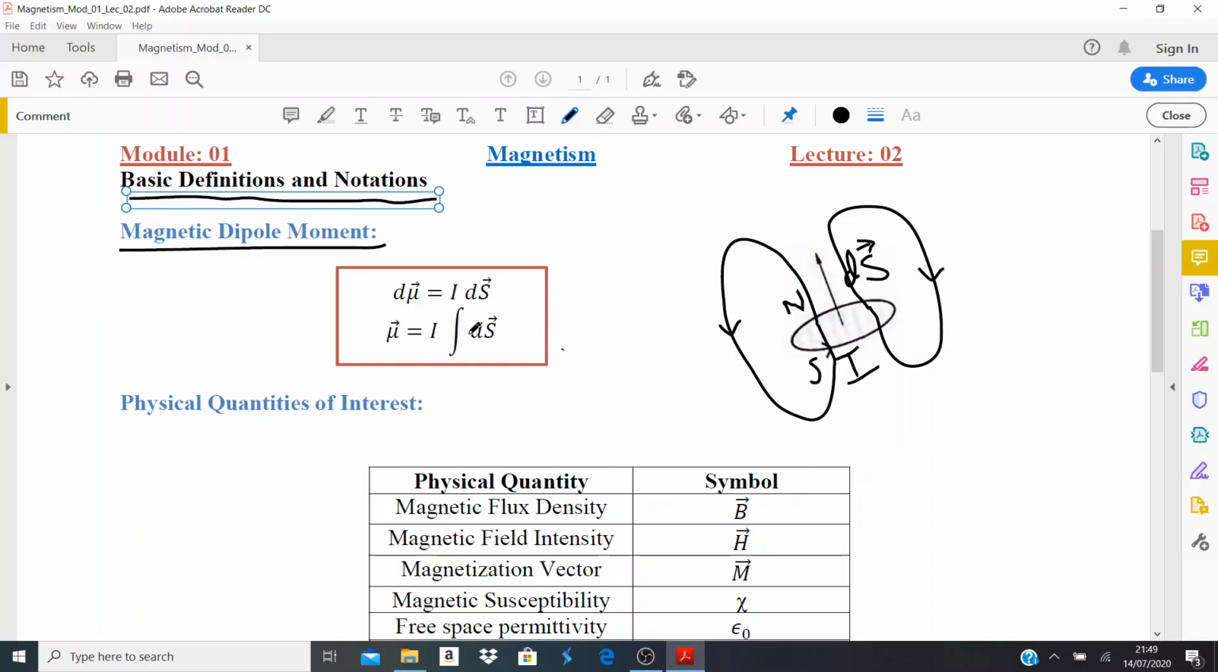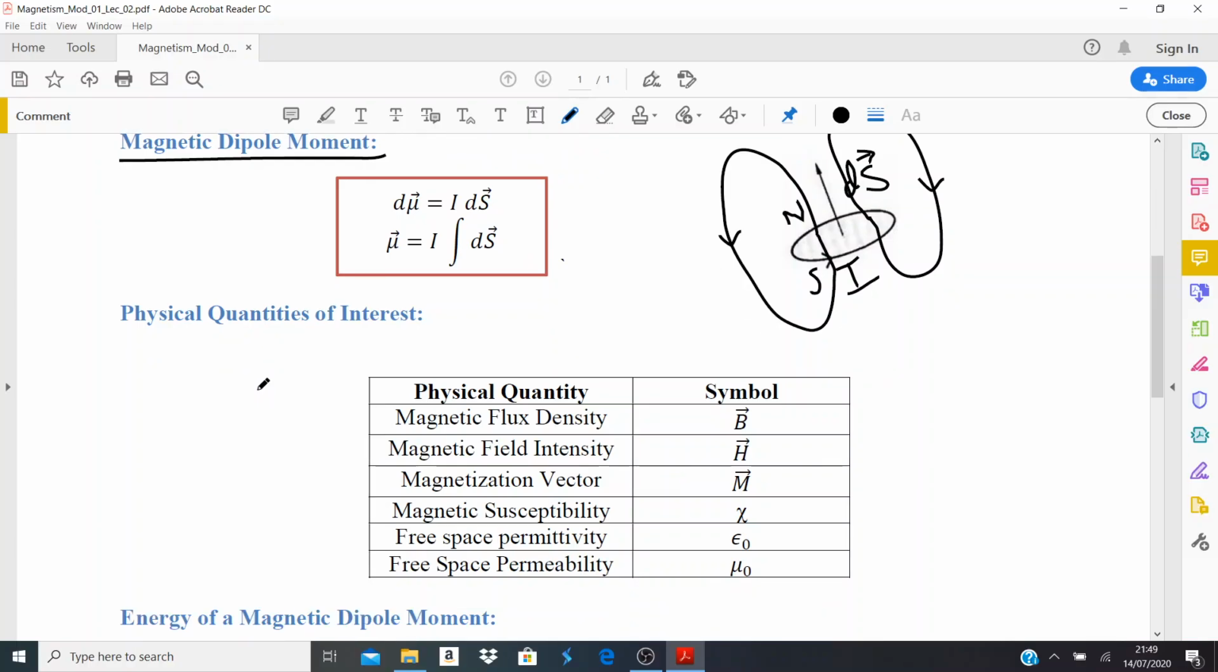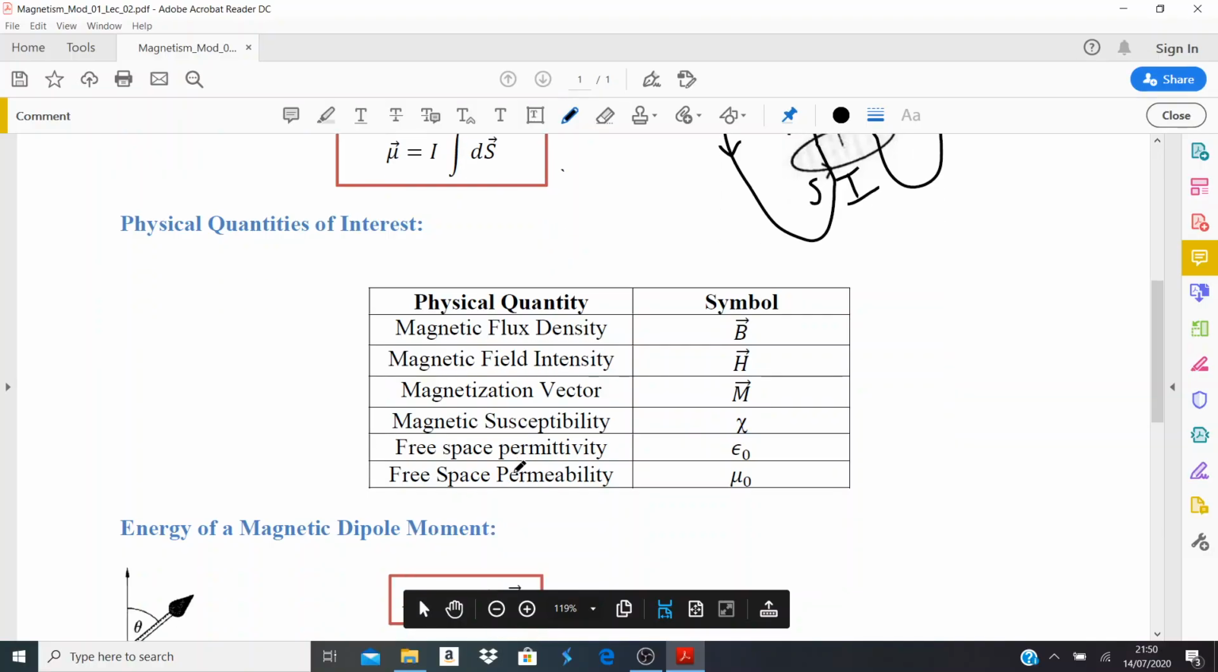There are some other physical quantities of interest which are commonly encountered in the study of magnetism. I am quite sure all of you know about these quantities, but I just want to mention them here to make this lecture more complete. So we start with magnetic flux density, magnetic field intensity, we have the magnetization vector, magnetic susceptibility, then free space permittivity and free space permeability. And all of these quantities are denoted by these symbols.